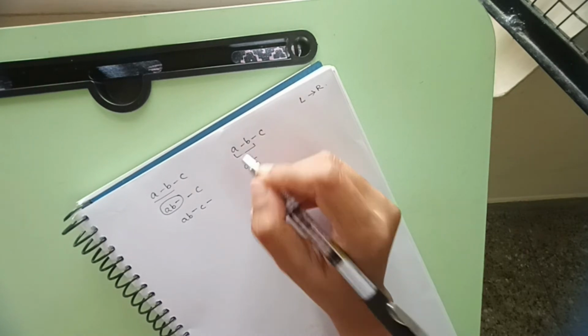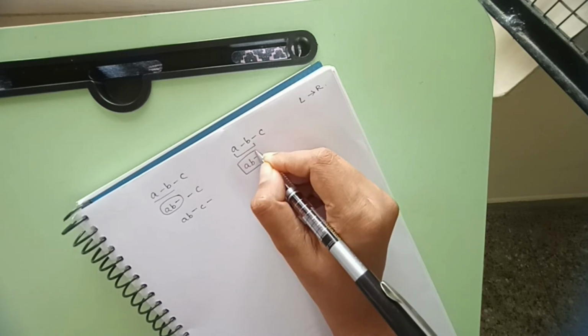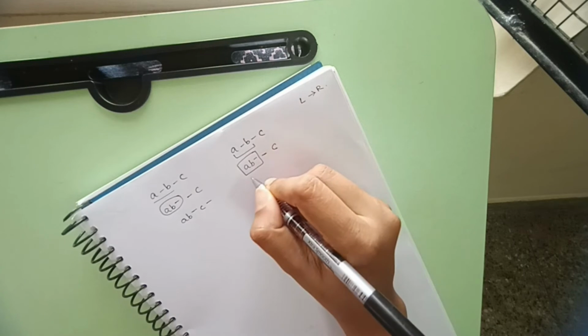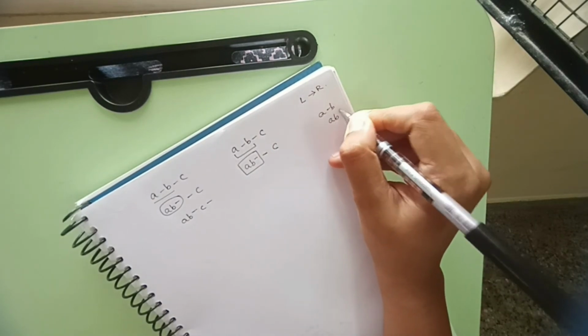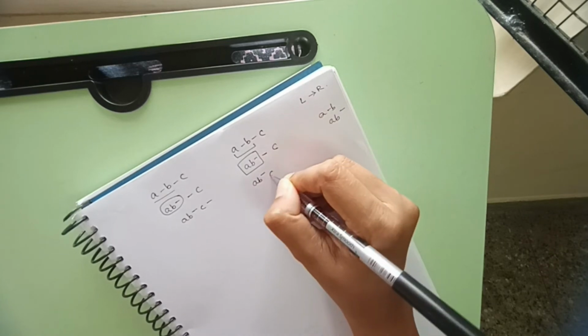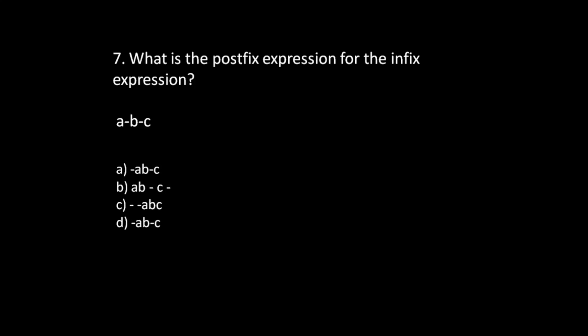A minus b in postfix form is ab minus. So this is one operand now, and we have the remaining minus c. This is again a simple expression of the form a minus b, which is nothing but ab minus. So write this portion as such, ab minus. The second operand is c. We have the operator minus. The answer is option B.